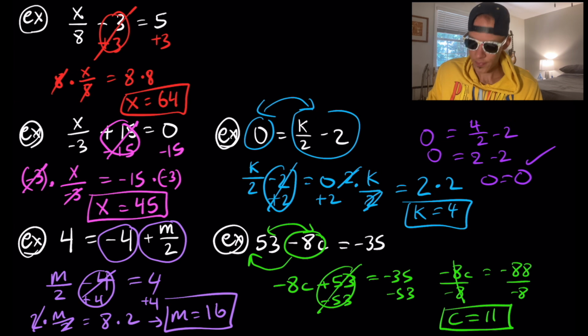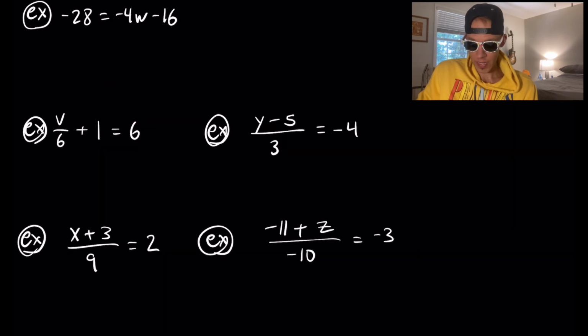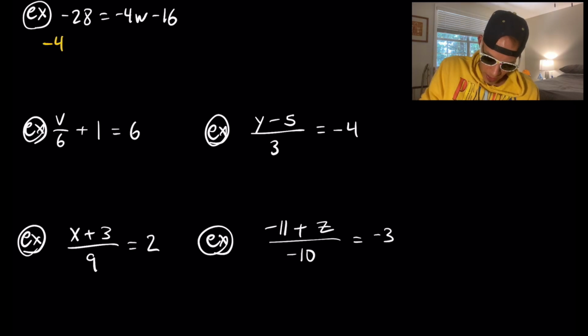Negative 28 equals negative 4w minus 16. Again, I'm just going to swap both sides of the equal sign to get it looking how I want it to look.